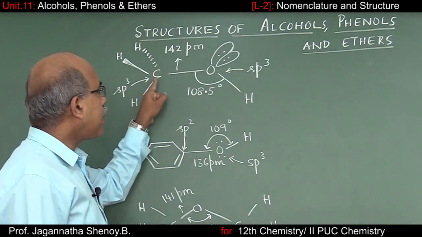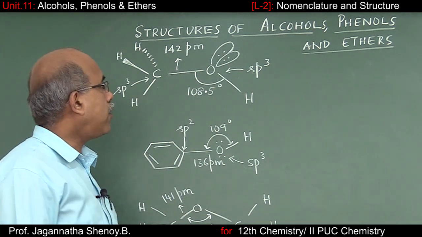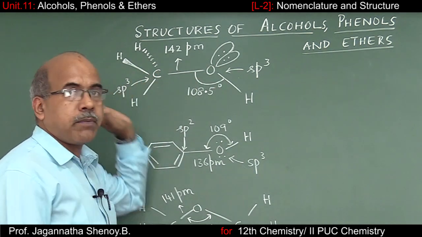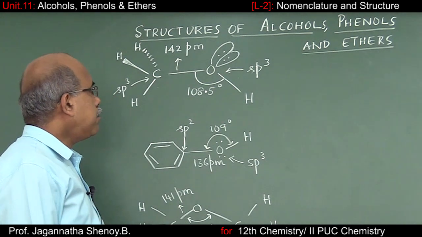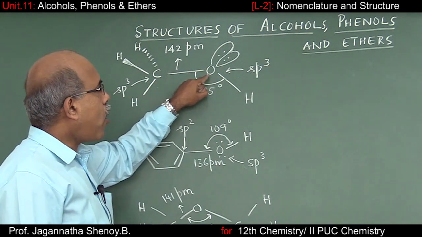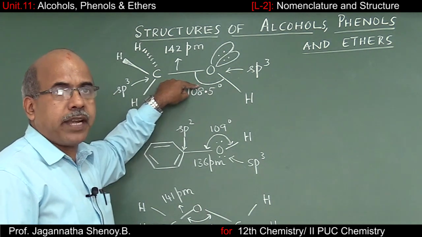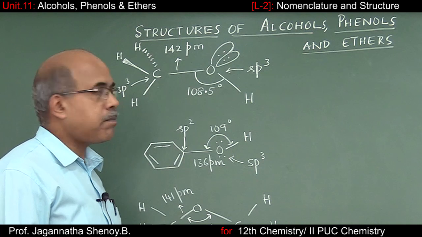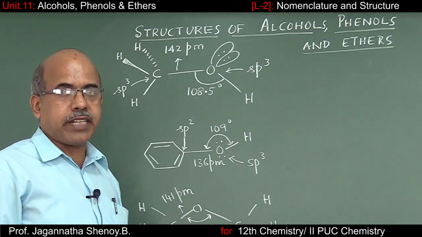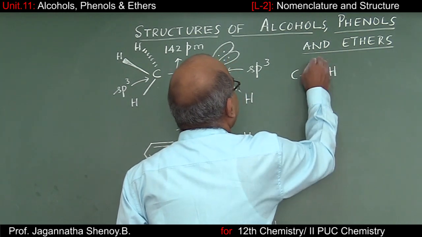I repeat, the carbon-oxygen sigma bond is formed by head-on overlapping of sp3 hybridized orbital of oxygen with sp3 hybridized orbital of carbon. The important observation is this particular bond angle. When you say oxygen atom has undergone sp3 hybridization, we expect this bond angle to be tetrahedral bond angle 109.5 degree. But what you observe is 108.5 degree.